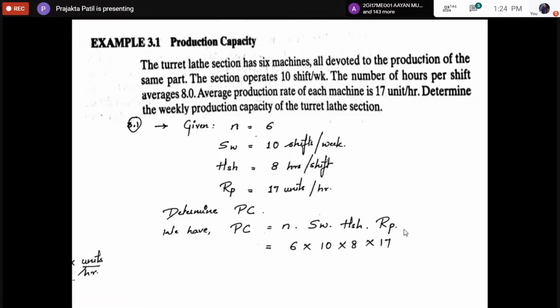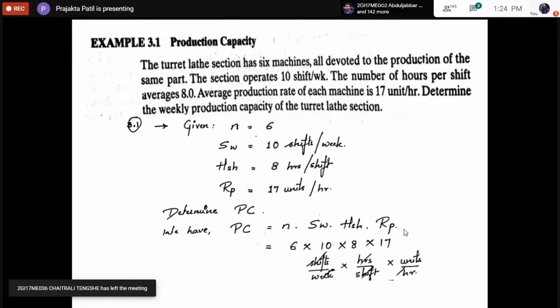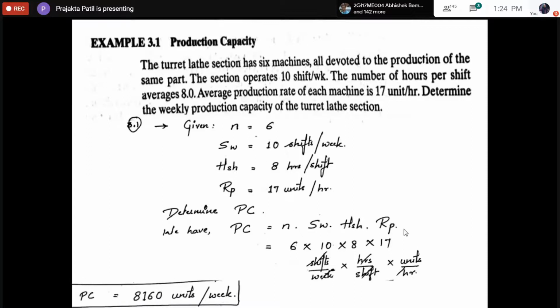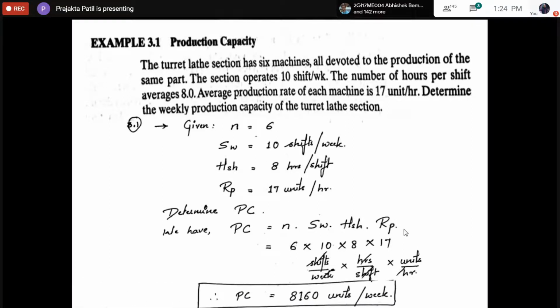So these are the substitutions, and I've just used these units to show how you get the final answer here. So the answer is correct. PC is 8160 units per week. So this is how you can calculate the production capacity.